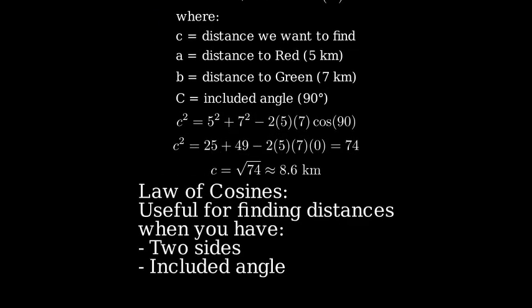We've used the law of cosines to find the distance between 2 points when we knew two sides and their included angle. This is a powerful tool that works for any triangle, not just right triangles like the one in our example.